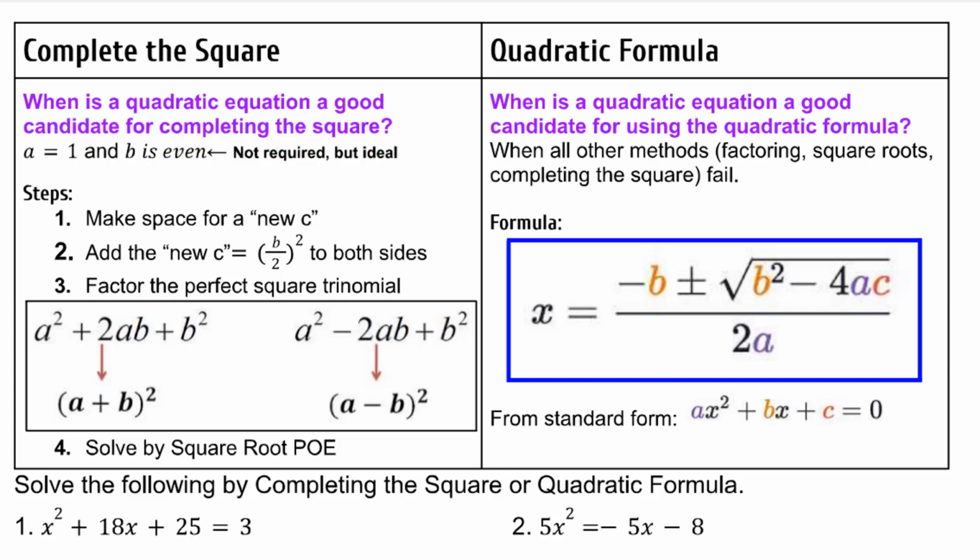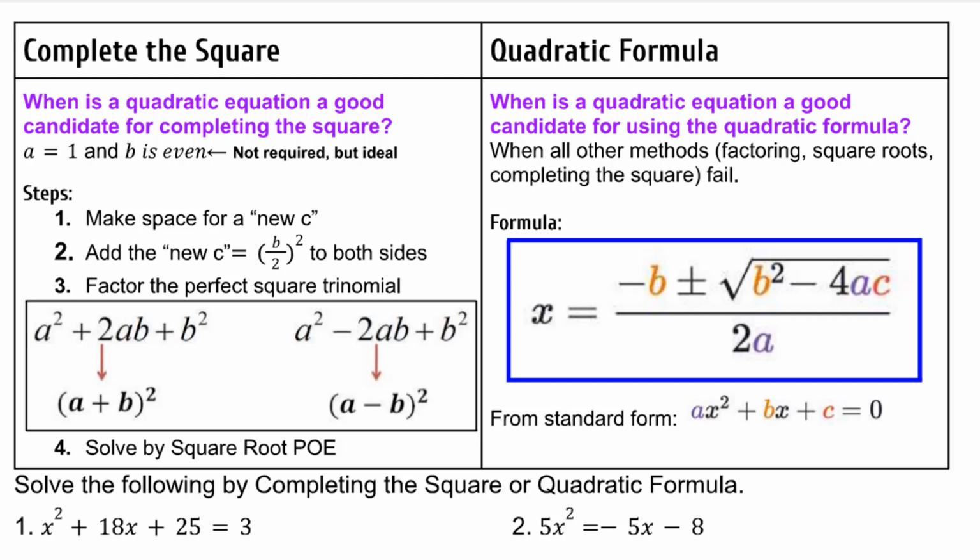Your steps for completing the square will be to move c to the other side of the equation. So not to get it equal to 0, we want to separate the x terms from our constant c. Then we're going to turn the x terms into a perfect square trinomial by adding the correct value to that side of the equation. If you add something to one side of the equation, you have to add it to both sides. Then we'll factor and use square root property of equality.